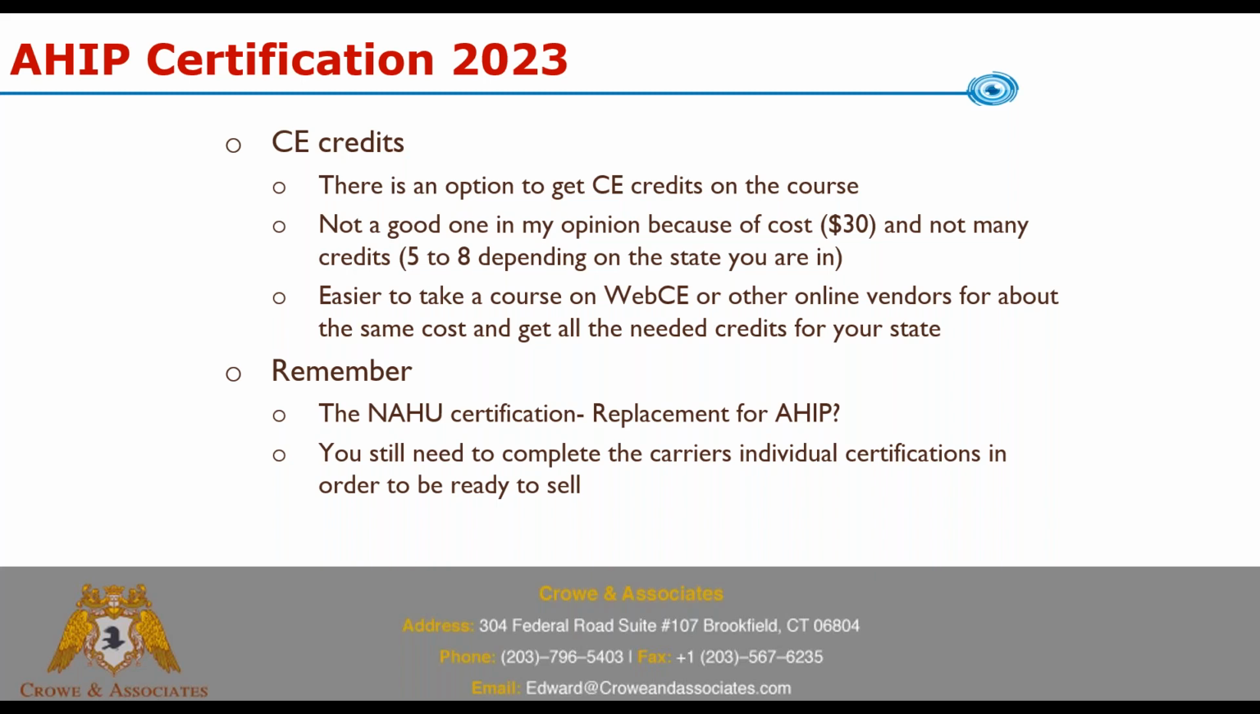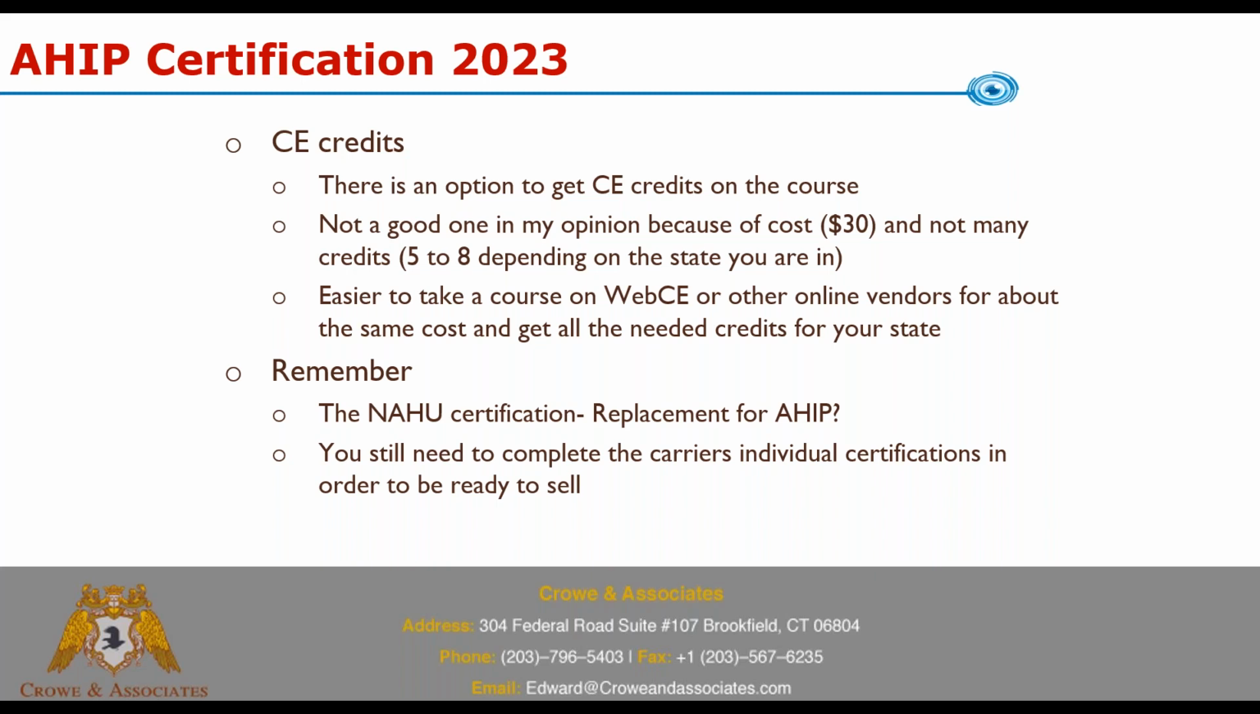There's a CE credit option in AHIP. Just my opinion, I don't think it's worth it. It costs $30. It did last year. I wasn't told if that's changing or not this year. But you only get 5 to 8 credits depending on the state you're in. So $30 for 5 to 8 credits isn't great in my opinion. I think if you need to meet your CE requirement, it's better just to go on WebCE or one of the other online vendors. And for about the same cost, you can get all your credits for the state.